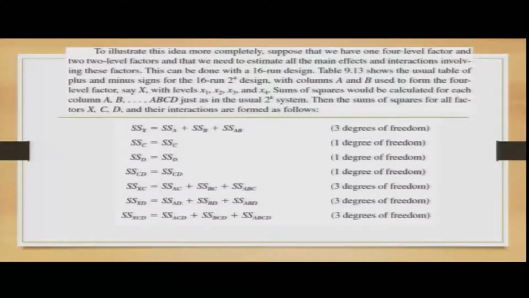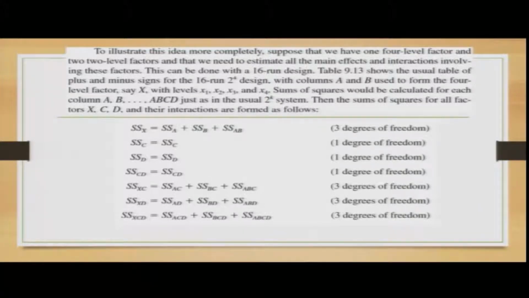To illustrate this idea more completely, suppose that we have one 4 level factor and two 2 level factors, and that we need to estimate all the main effects and interactions involving these factors. So, this can be done with a 16 run design. Consider that Table 9.13 shows the usual table of plus and minus signs for the 16 run 2 to the power 4 design, with columns A and B used to form the 4 level combinations which we have.